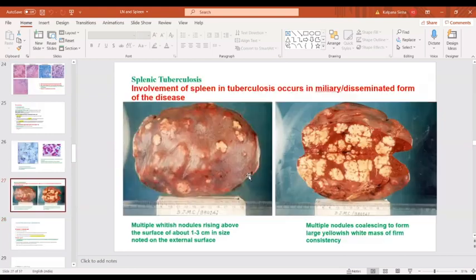So this is splenic involvement of tuberculosis. In a case of miliary or disseminated form of tuberculosis, these are cheesy white nodules of tuberculosis. These are the tubercular nodules. They are white and cheesy in appearance.